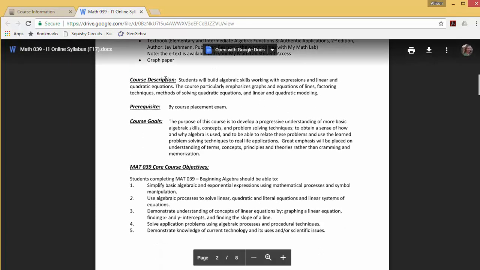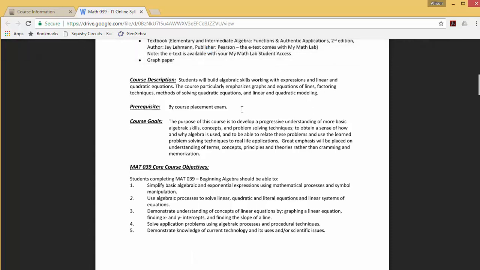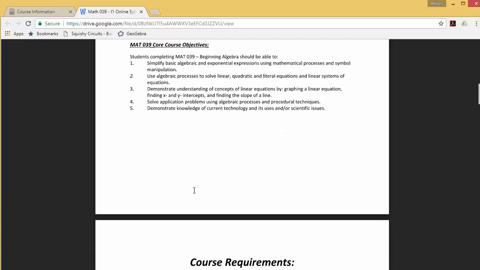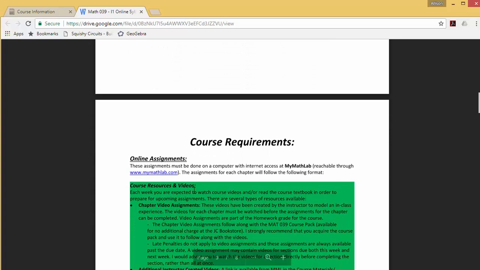The course description: we're working on algebra, building our basic skills with linear and quadratic equations, and you can read through the rest of the goals and objectives. I'm going to skip on to some of the course requirements.